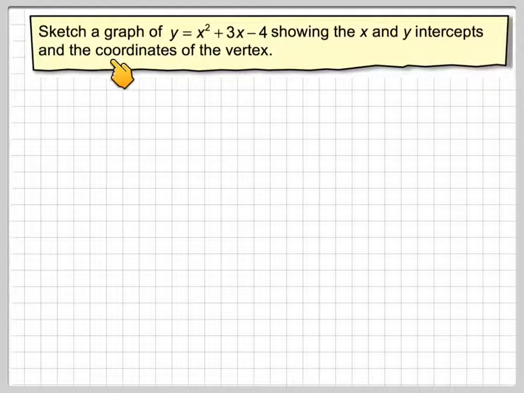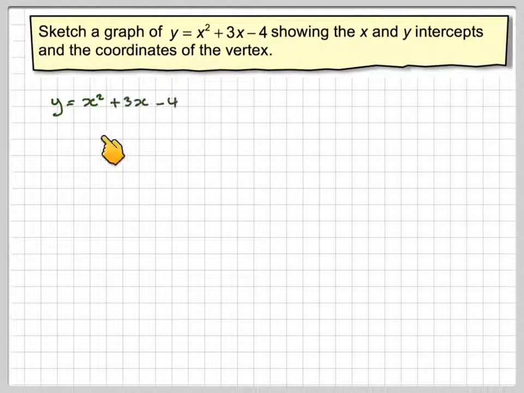So sketch a graph of y is equal to x squared plus 3x minus 4 showing the x and y intercepts and the coordinates of the vertex. Now the vertex is where we have a minimum point or maximum point. Now an important thing to remember about any quadratic is that the graphs are symmetrical.